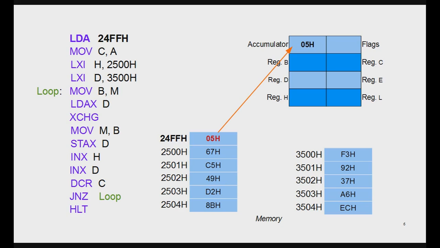First, we have to take the length somewhere in a register. LDA takes the length into the accumulator, then that length is copied to register B. Now this register C will be treated as a counter, and every time we do the action, we will decrement register C. Two addresses are involved in this program. With LXI H, the first address is copied to the H and L registers. Next, the address 3500 is copied into the DE register pair.